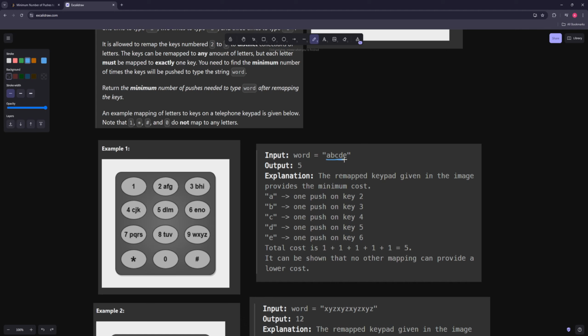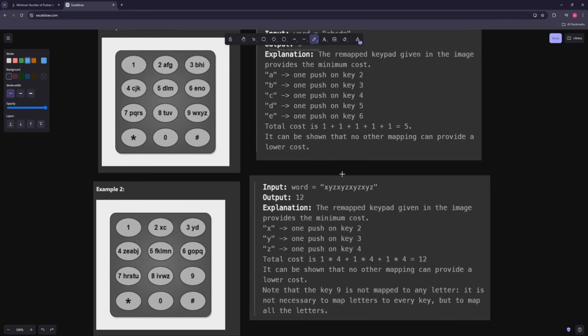So in this first example you have A, B, C, D, E. As long as you map A, B, C, D, E to different numbers, that's a valid answer, because for all these characters you're going to have to push it once. But let's say you mapped all of these to a 2. Then A would be 1 push, then this would be 2, then 3, and 4, and this would be 5, so that would be bad. So the idea is you're trying to map them to different numbers, and then there's some more stuff in here though.